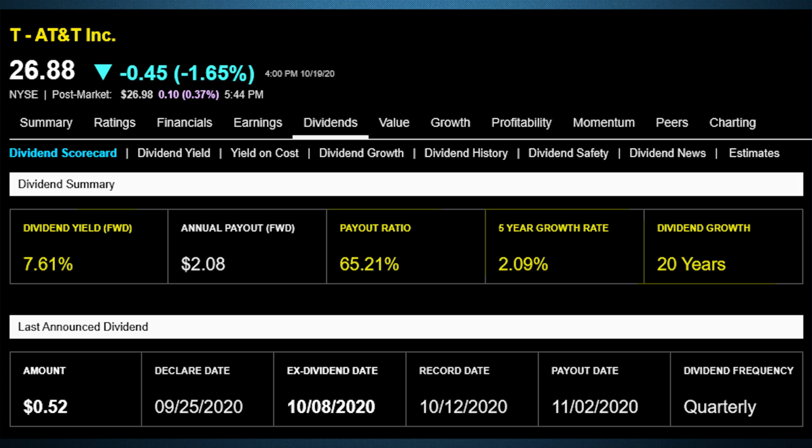Ignore the number there, Seeking Alpha glitches. I believe it's like 36 years right now of consecutive growth.